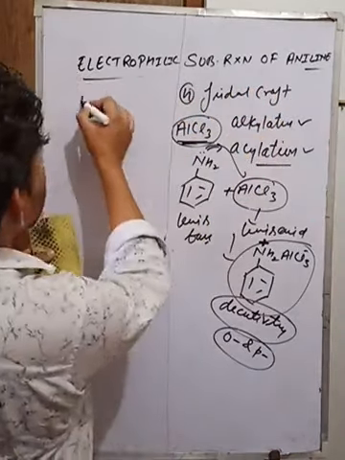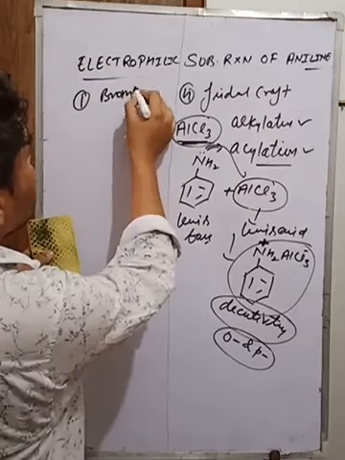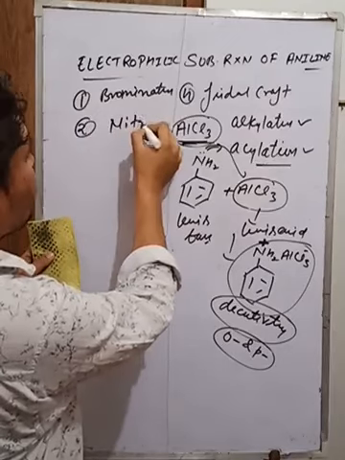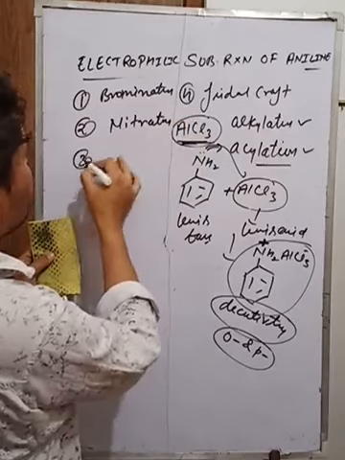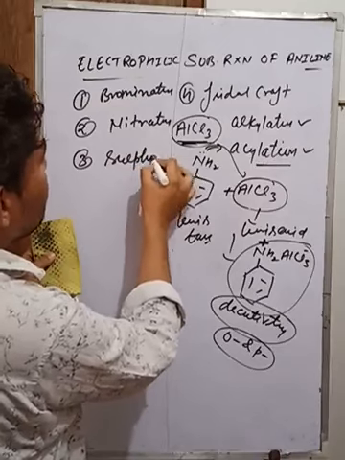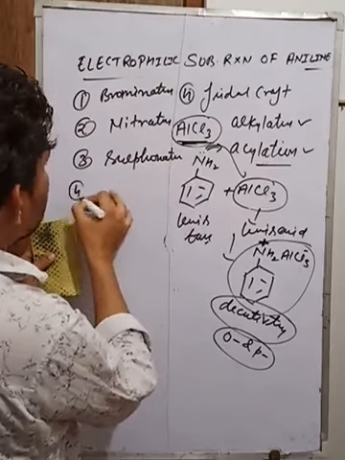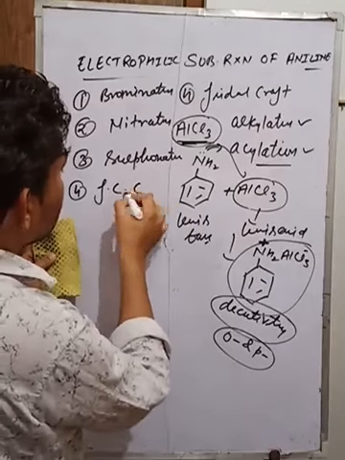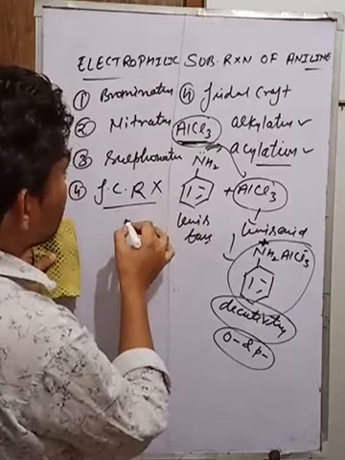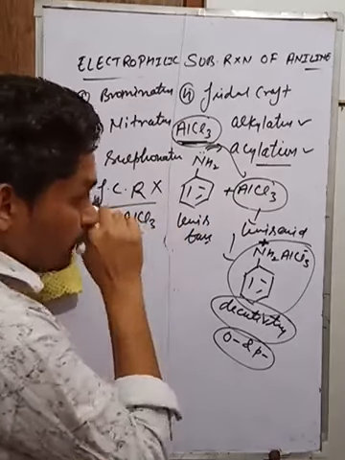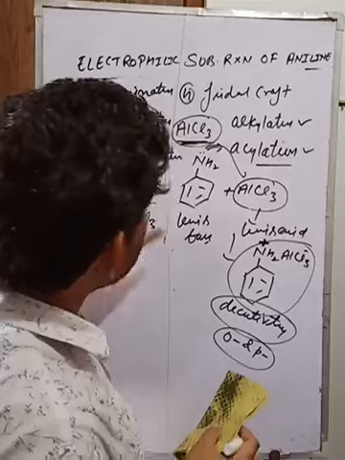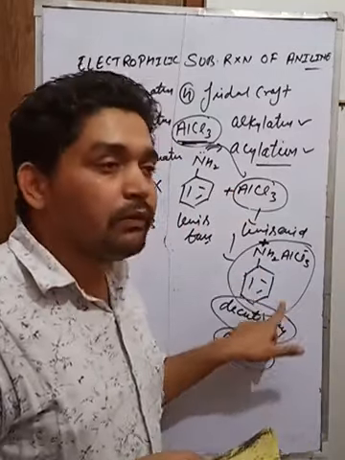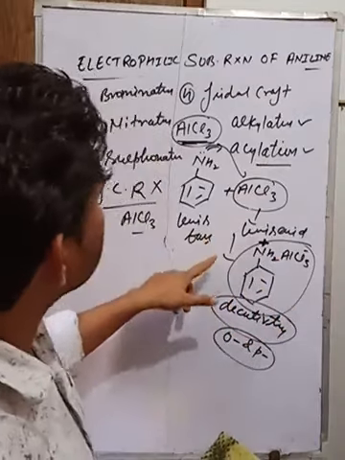Number 1 is bromination, number 2 nitration, number 3 sulfonation. And aniline does not undergo the Friedel-Crafts reaction because in the Friedel-Crafts reaction aluminum trichloride acts as a catalyst. Aniline reacts with it to form a salt, which is deactivating and does not activate the benzene ring towards electrophilic substitution.